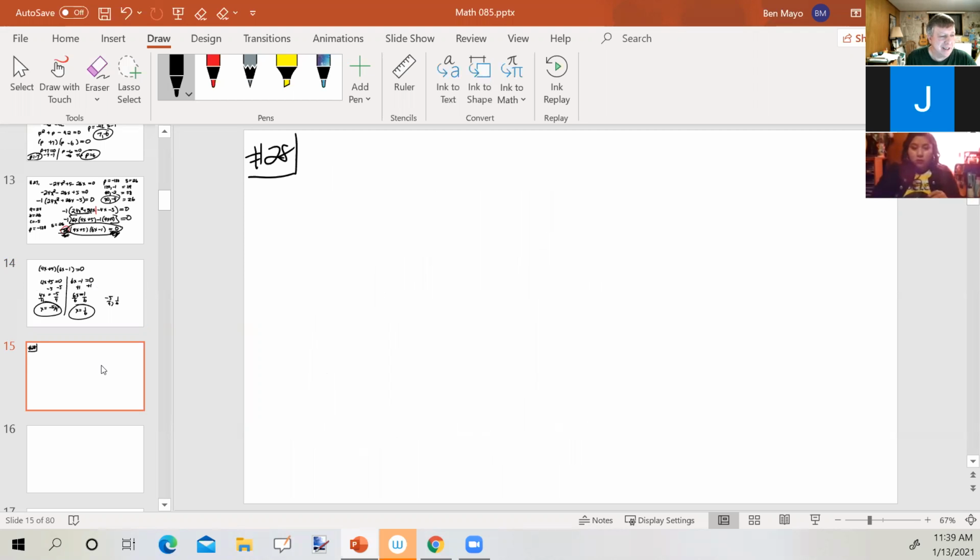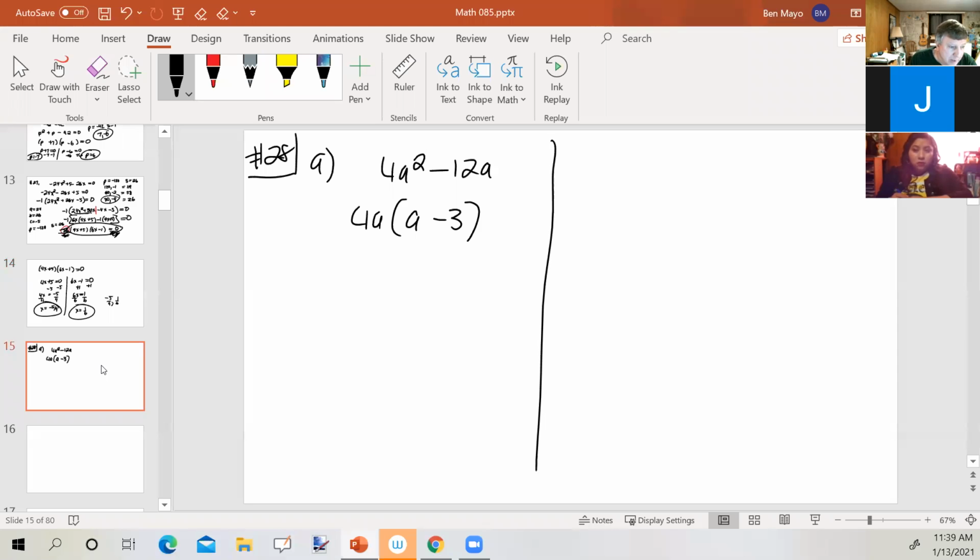Okay. It says factor the expression. This is part A. Factor the expression 4a squared minus 12a. So factoring that, we would take out the greatest common factor, which is 4a, and have a minus 3 left over. Okay. Part B says solve the equation 4a squared minus 12a equals 0.